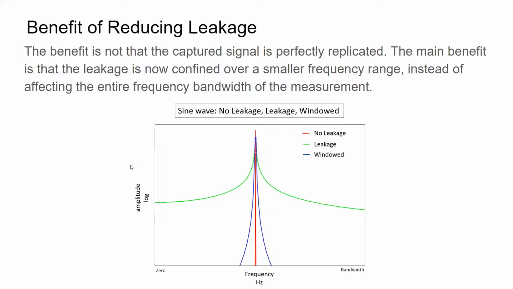The benefit is not that the captured signal is perfectly replicated. The main benefit is that the leakage is now confined over a smaller frequency range, instead of varying the entire frequency width of the measurement. The improvement of the reduced frequency range for the leakage is shown in this figure.